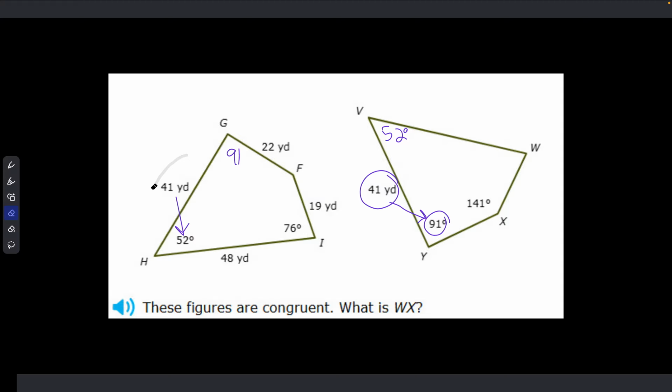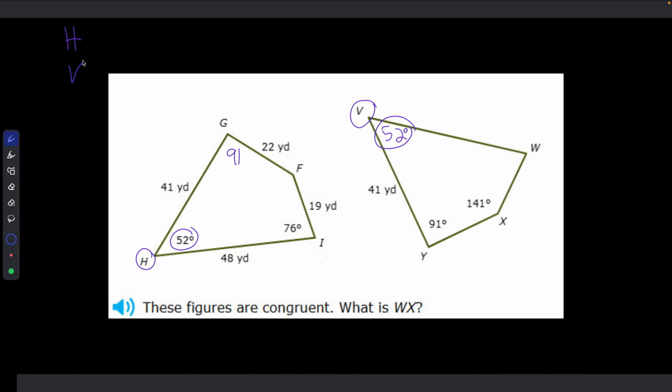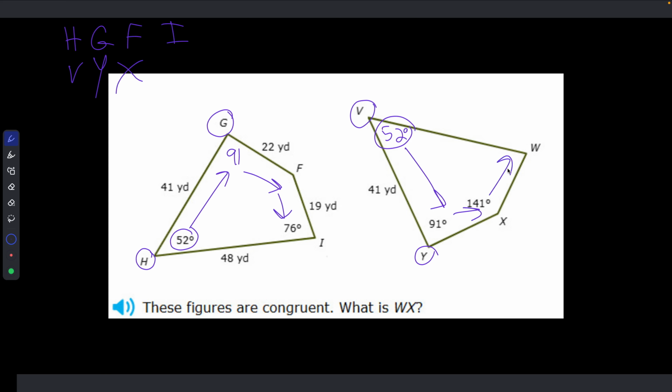Now we can start writing our congruent statement, because let's match things up. Let's start with the H, which is 52 degrees. So H matches with V, which is 52 degrees. Now let's go to the next one that we know, 91. So that's G matches with Y. And now we're just going in order. F, going in order, matches with X. And then by process of elimination, we've got I matching with W.